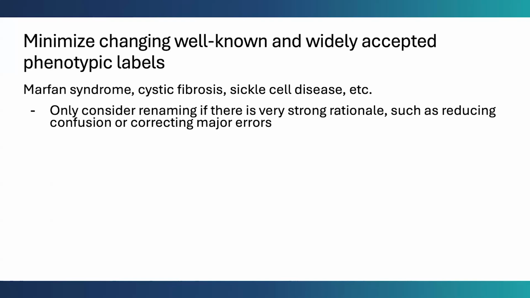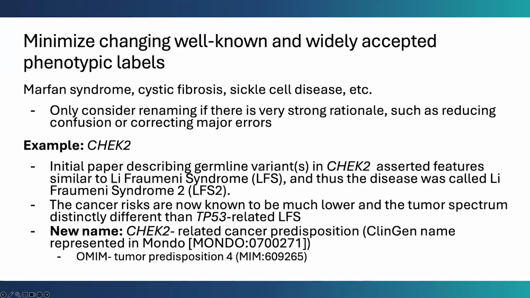An example of this would be Marfan syndrome, cystic fibrosis, and sickle cell disease. And we asked them to only reconsider naming if there's very strong rationale, such as reducing confusion or correcting major errors. In fact, we have an example of that. So an initial paper describing germline variants in CHEK2 asserted a feature similar to Li-Fraumeni syndrome, and it was thus called Li-Fraumeni syndrome type 2.